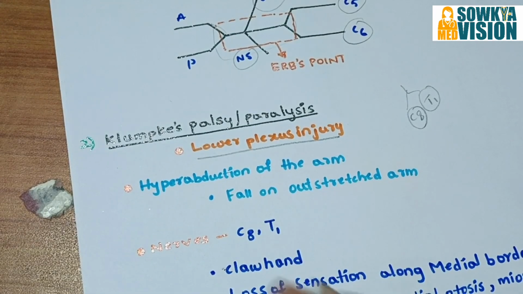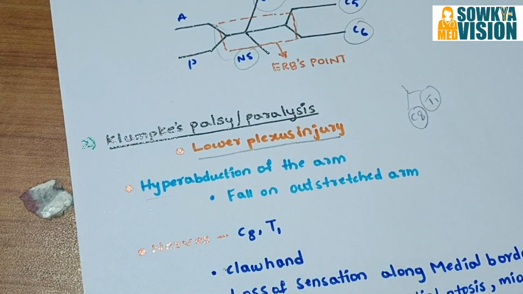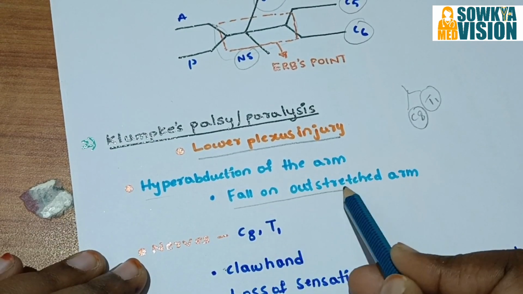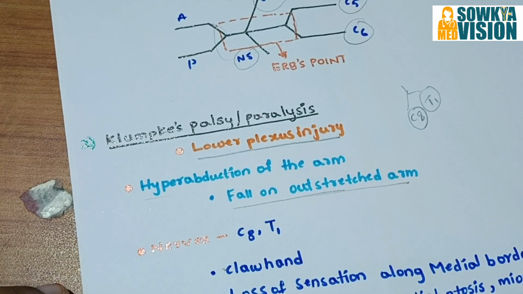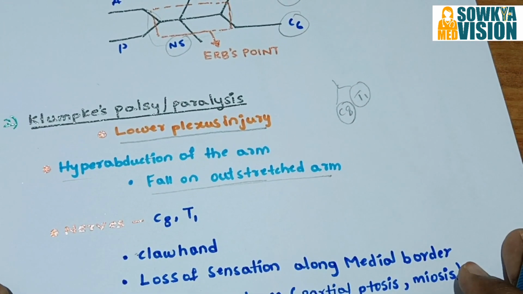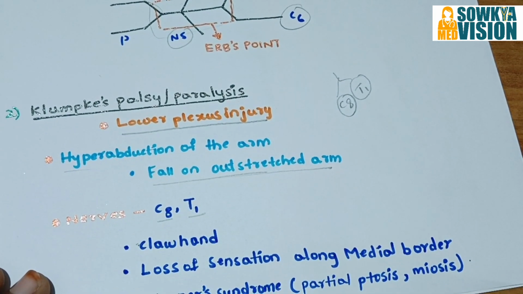It occurs with hyperabduction of the arm, when the arm is over-abducted. When a person falls on an outstretched arm, there will be hyperabduction of the arm, more abduction of the arm. So what are the nerves that are damaged in this process? The nerves involved are C8 and T1 that form the lower trunk.